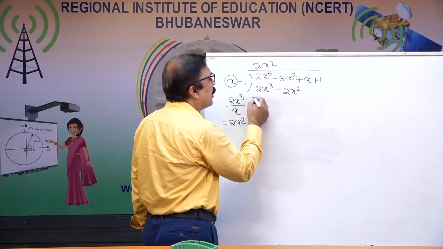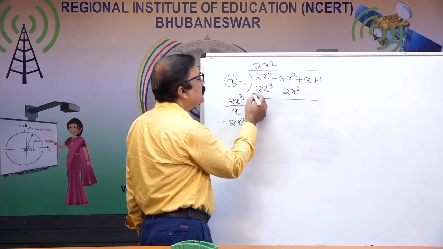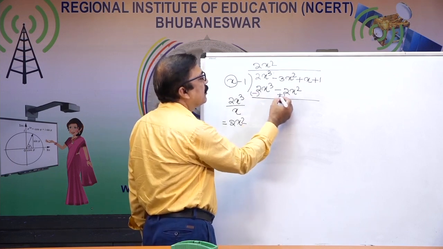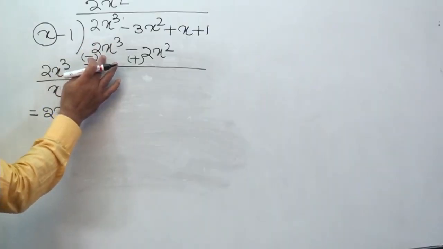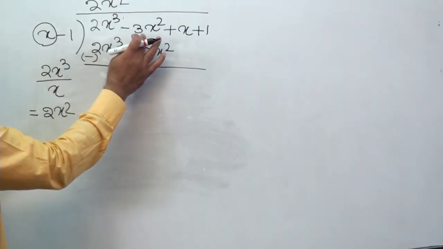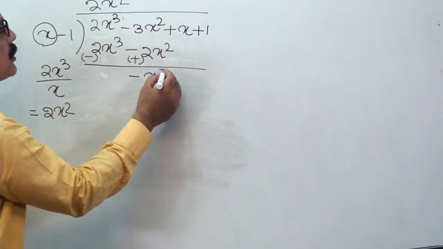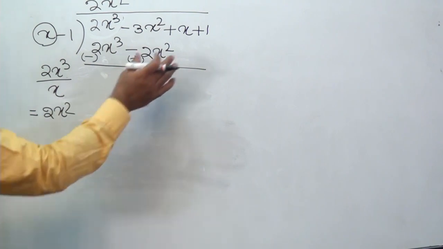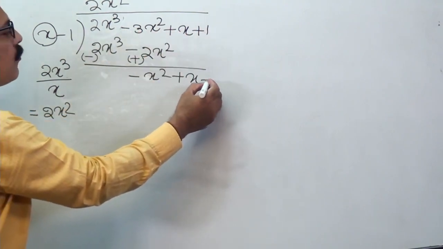Now we have to subtract. To subtract, change the sign. Now 2x cube minus 2x cube is 0, and minus 3x square plus 2x square gives minus x square. What remains in the dividend? We have x plus 1.